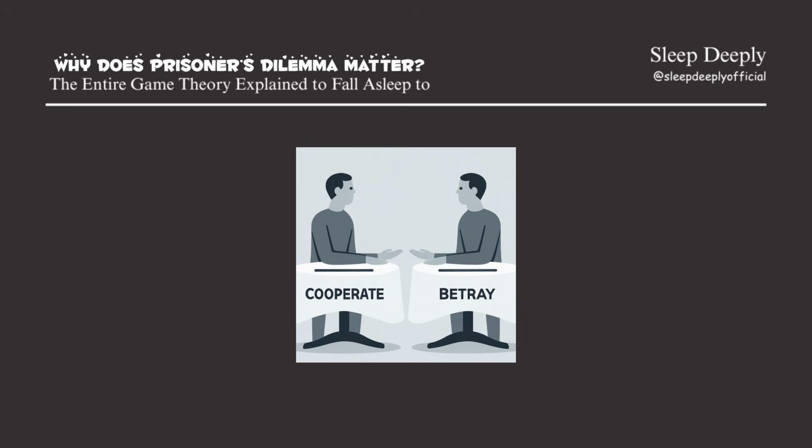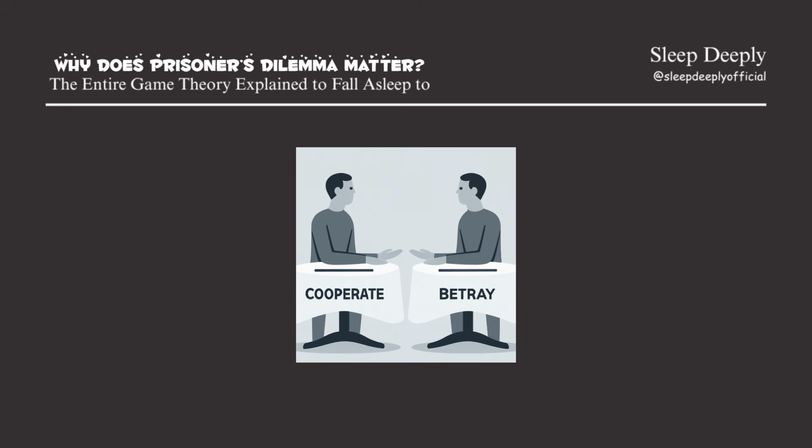Since they can't communicate, each prisoner reasons: if the other stays quiet, I should confess and go free. But if they confess, I'd better confess too, otherwise, I get the worst deal. This logic drives both to confess, even though staying silent would have been better for both. That's the dilemma. The rational choice for each individual leads to a collectively worse result.